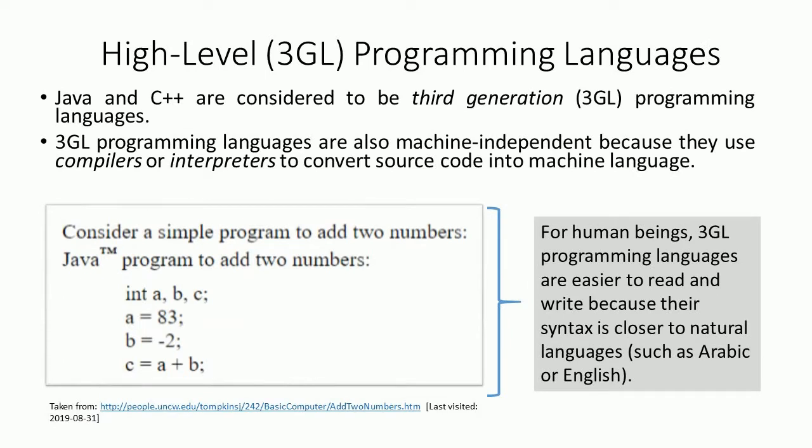High-level 3GL programming languages. Java and C++ are considered to be third-generation 3GL programming languages. 3GL programming languages are also machine-independent because they use compilers or interpreters to convert source code into machine language.